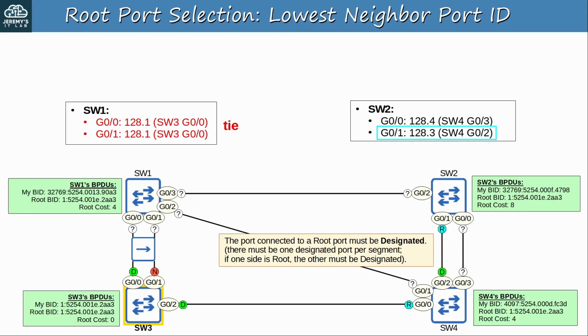That means that switch 4 G02 must be a designated port. The port connected to a root port must be designated, because there must be one designated port per segment. So if one side is root, the other must be designated. Okay, now let's move on to the final tiebreaker for switch 1.